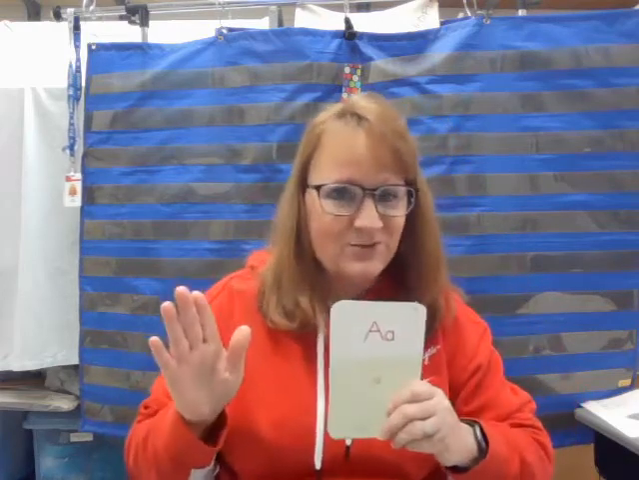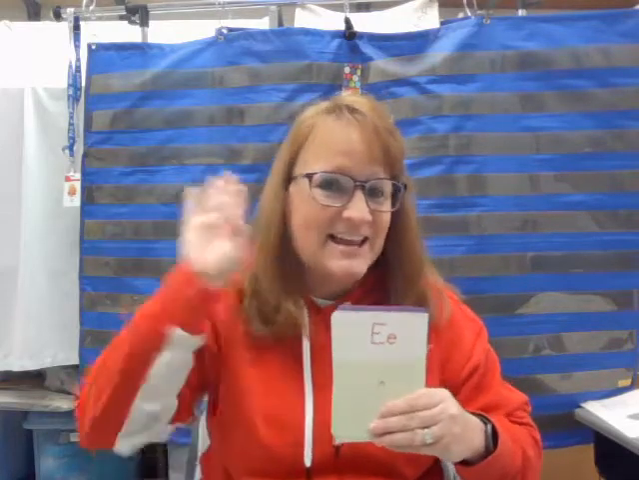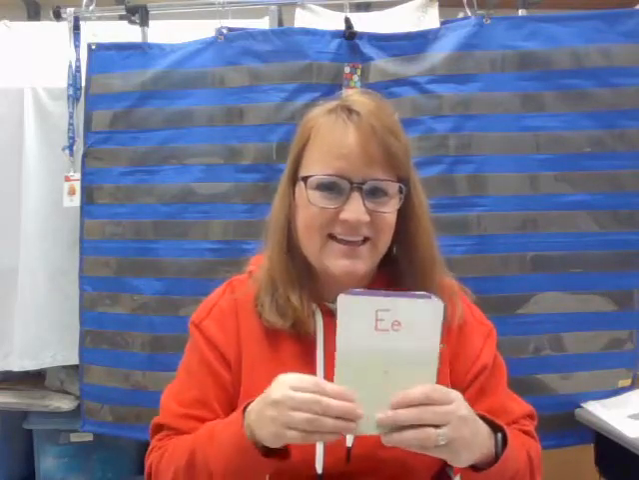Okay, let's start with a vowel review. So first let's do the short sounds. A says ah, E says eh, I says ih, O says ah, and U says uh. And then the long sounds, easy peasy because they're just the name of the letters. A, E, I, O, and U.